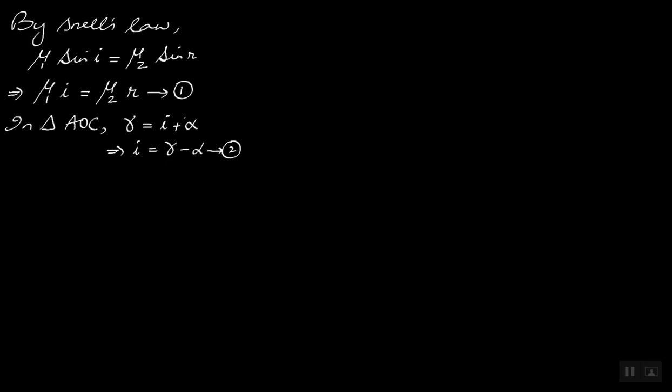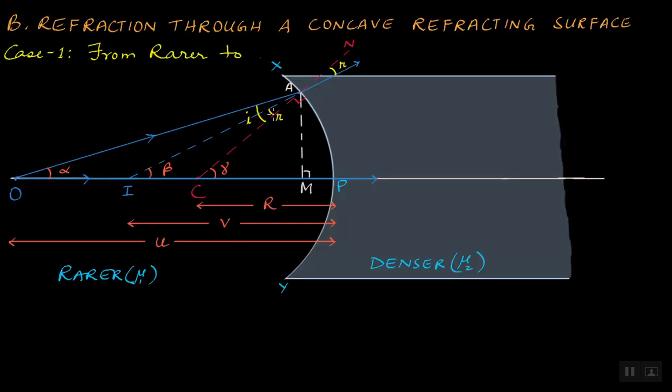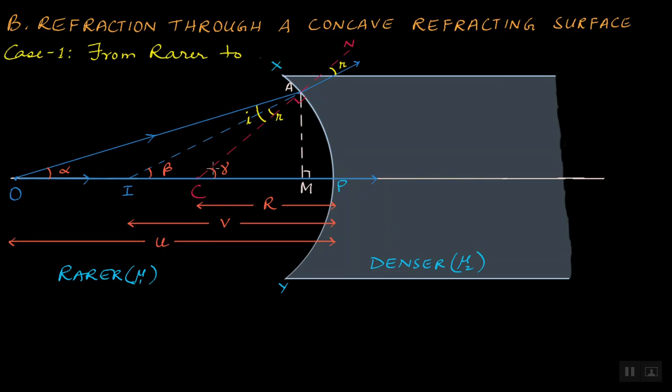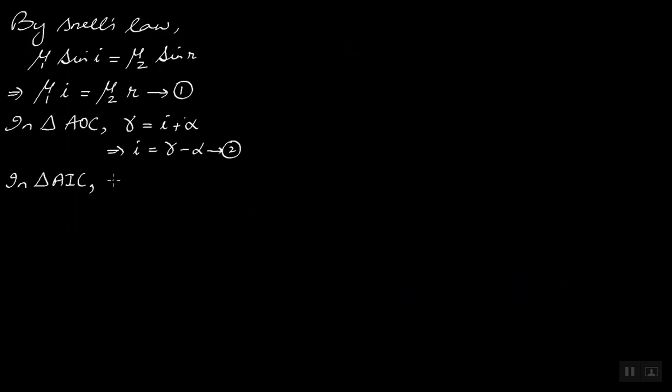Equation 2. How do we find R? R is inside this triangle, this one. Which triangle? AIC. In triangle AIC, what do we have? Again, gamma is the external angle, R and beta are the internal angles. So you have gamma is equal to R plus beta. So from here you have R is equal to gamma minus beta. Call this equation 3.